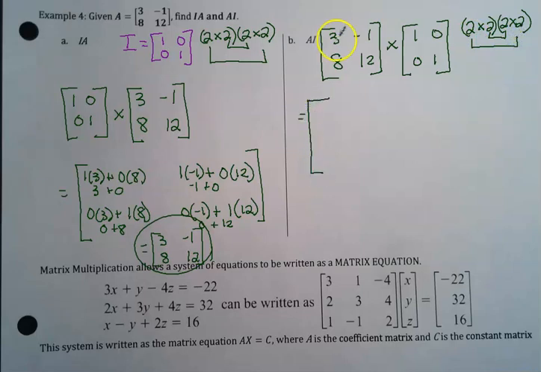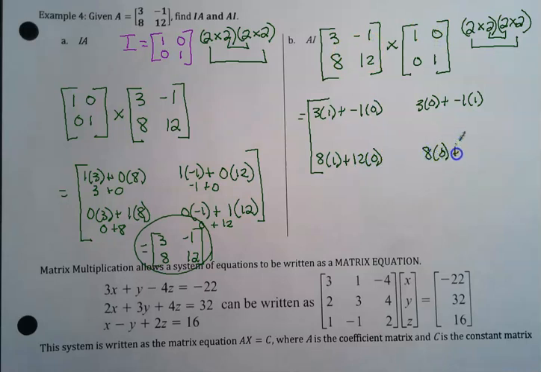All right, we're going to do 3 times 1 plus negative 1 times 0. Then I'm going to move over to a column. So 3 times 0 plus negative 1 times 1. Move down to the second row and start over. 8 times 1 plus 12 times 0. Then 8 times 0 plus 12 times 1.